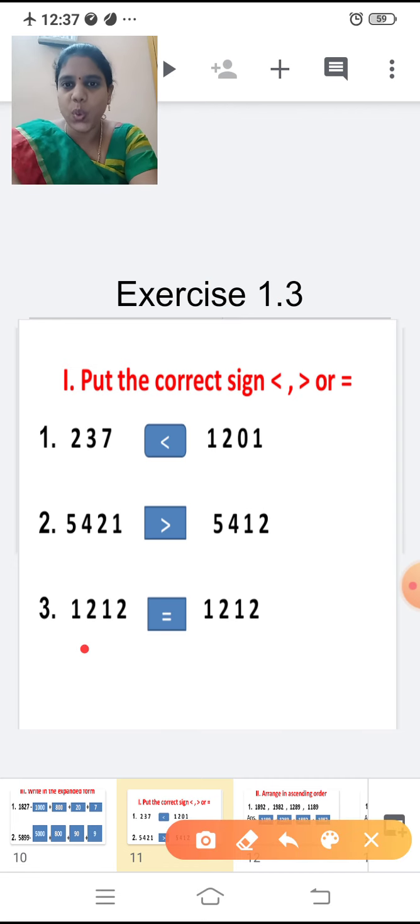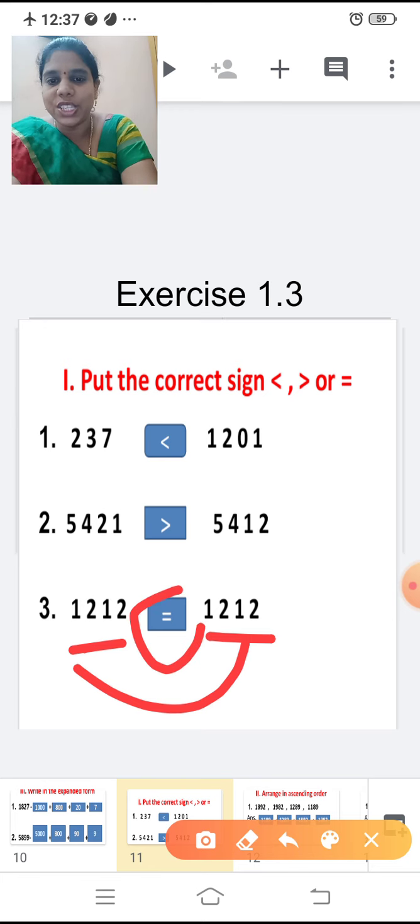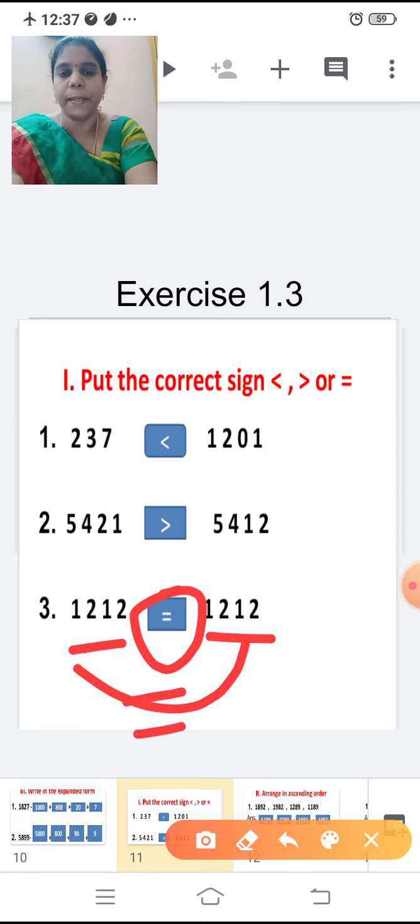Next is 1212 and 1212. Now compare between these two. In both the numbers, all the digits are same. Here also 1 2 1 2. Here also 1 2 1 2. If all the digits are same in both the numbers, then what symbol we have to put in between? Equal to sign. So put equal to sign in between.